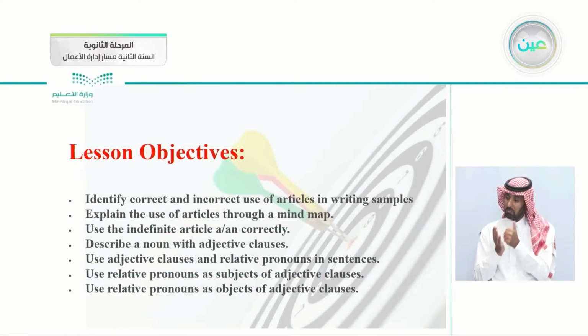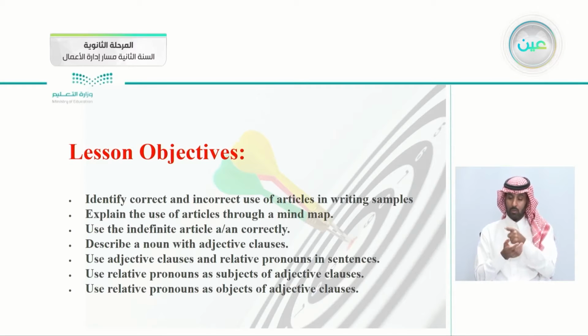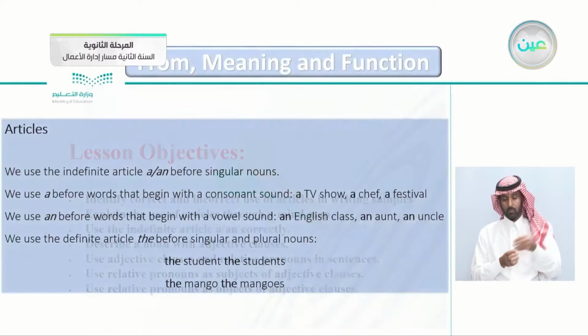So these are today's objectives for the form, meaning, and function. Identify correct and incorrect use of articles in writing samples. Explain the use of articles through a mind map. Use the identified article a or an correctly. Describe a noun with an adjective clause. Use adjective clauses and relative pronouns in sentences. Use relative pronouns as subjects of adjective clauses. Use relative pronouns as objects of adjective clauses. So we'll be learning all of these today.